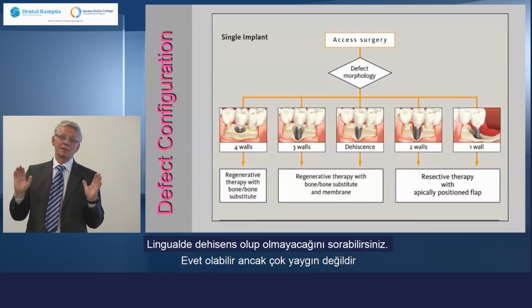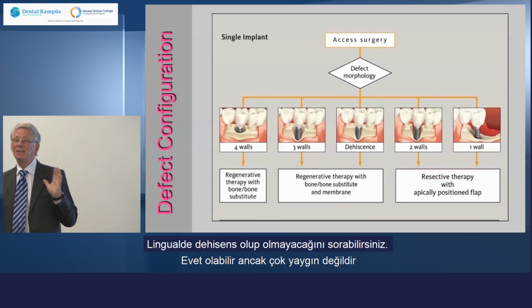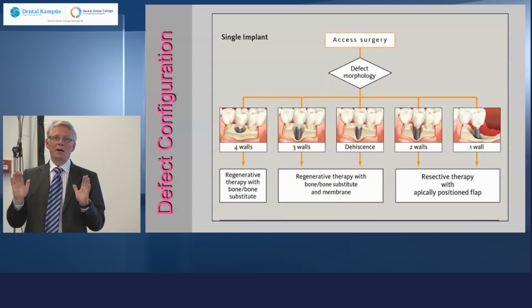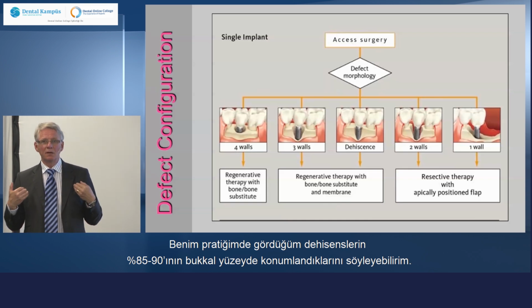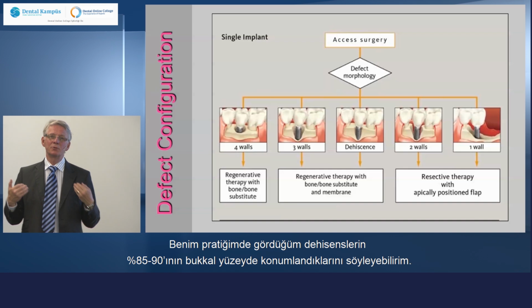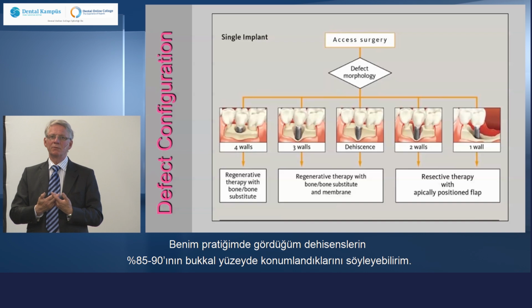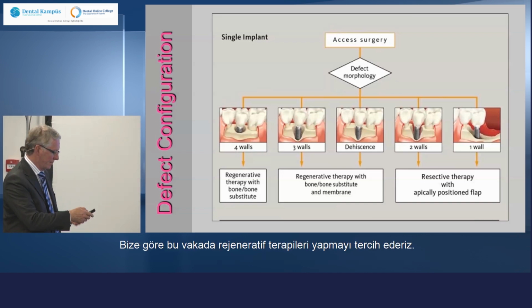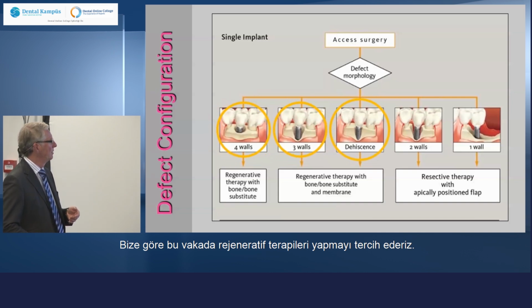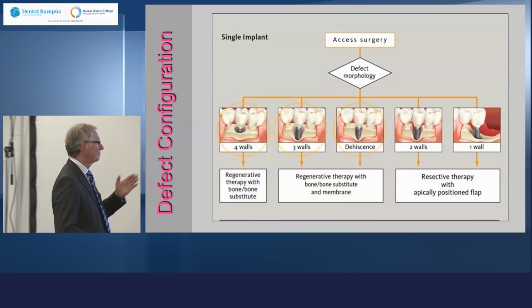And you may ask, couldn't we have dehiscence on the lingual? Yes, we can, but it is not very common. I would say that in my practice, at least 85 to 90% of all the dehiscences I've seen are located on the buccal side. So for us then, for Jean-Louis and myself, in those cases we would most likely try to do regenerative therapy.